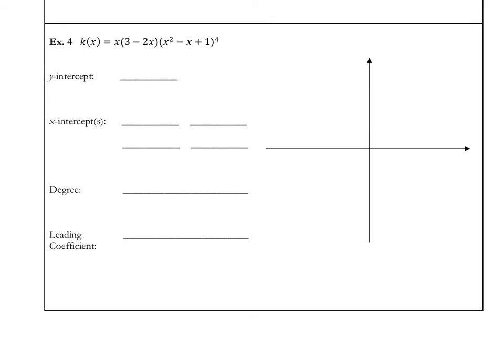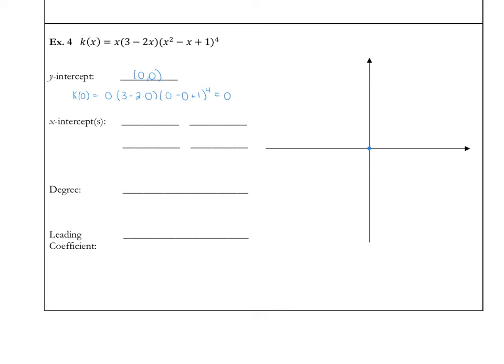Okay, this is like our boss fight. So in example 4, let's start nice and easy. Calculate our y-intercept. Actually, this is very simple in this one, but we'll write it out anyway. If we evaluate k at 0, we have 0 times, well, who cares what the rest of this is, because 0 times anything is 0. So that's a y-intercept at (0, 0).